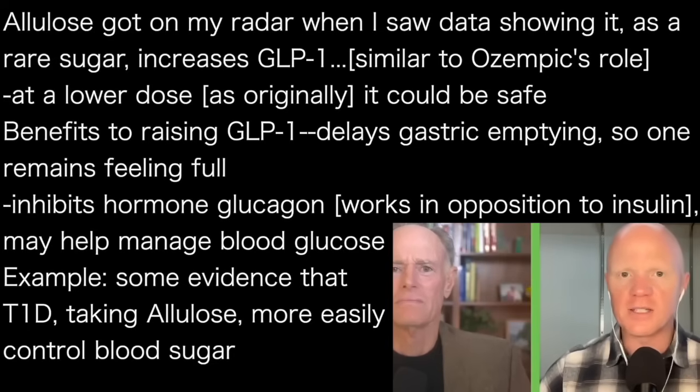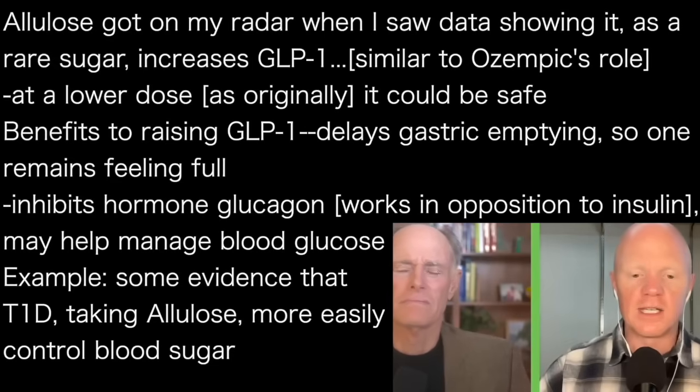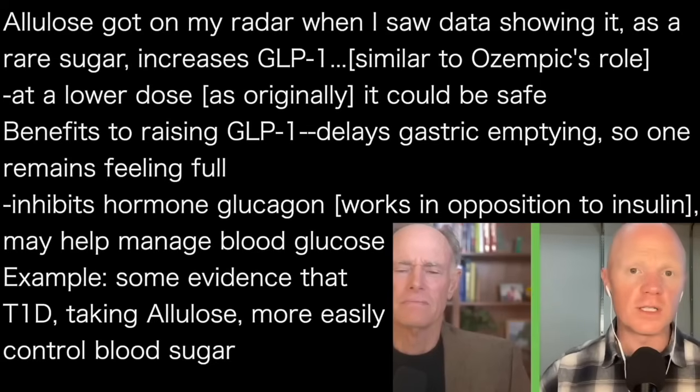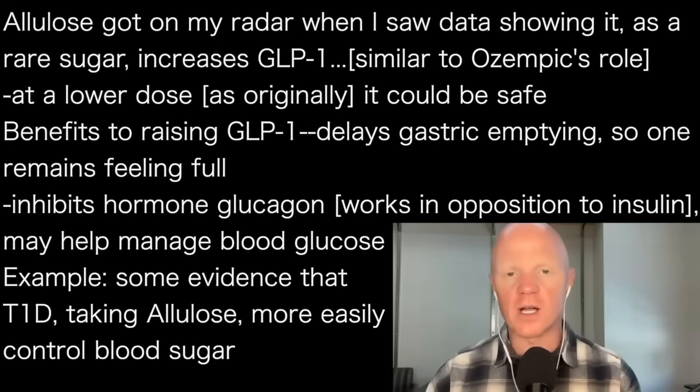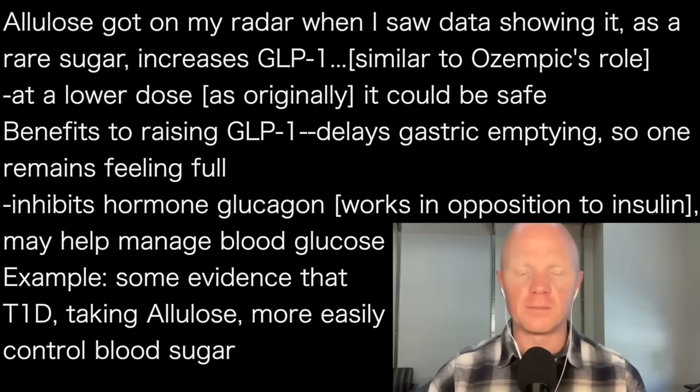So it delays gastric emptying. It slows the rate at which the food is moving and helps you feel full longer. Another benefit of GLP-1 activation that we can see with allulose is that it inhibits the hormone glucagon. And as much as we've been talking about insulin, glucagon is insulin's opposite, with a few different metabolic processes, most especially being blood glucose levels.